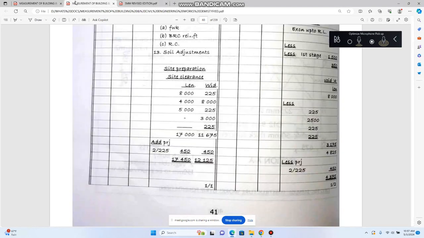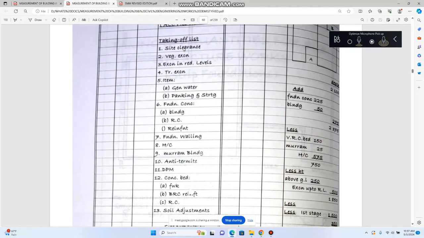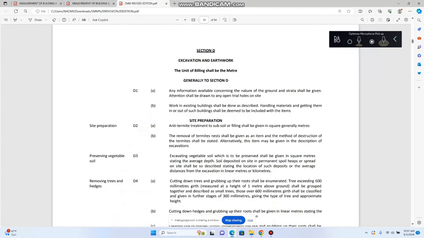Right. So, you see, like in site clearance here. If we want to find it in the SMM, we'll open the SMM and go to site preparation. We are told in site preparation, anti-termite treatment to subsoil or filling shall be given in square meters. You see, anti-termite is given in square meters. The removal of termite nests shall be given as an item and it shall be measured as an item. If you're told item, you will just write item. And the method of destruction of the termites shall be stated.